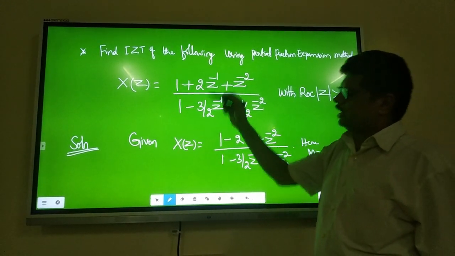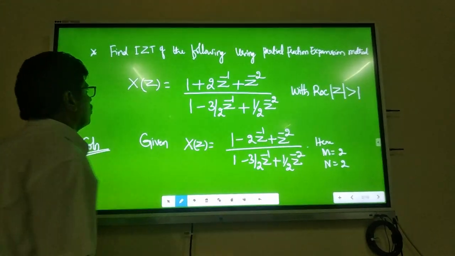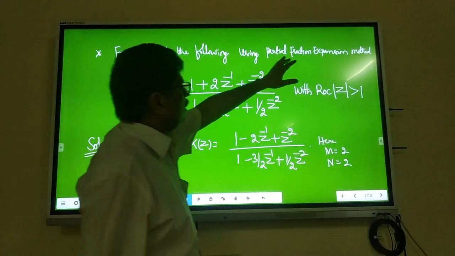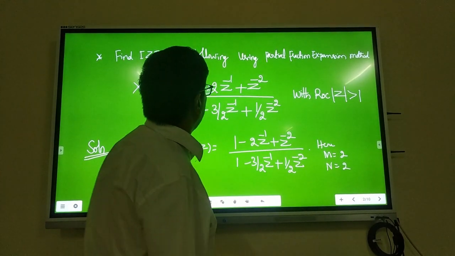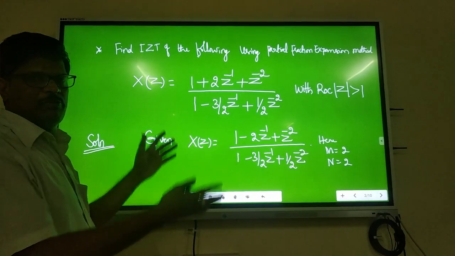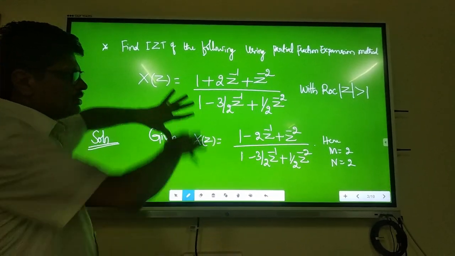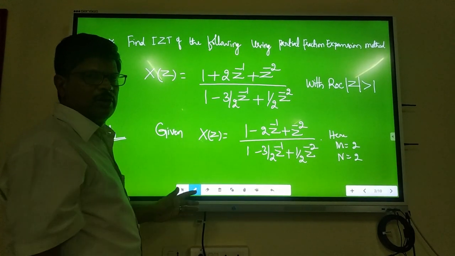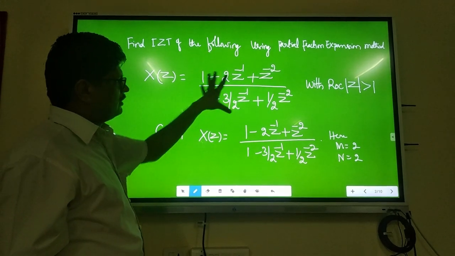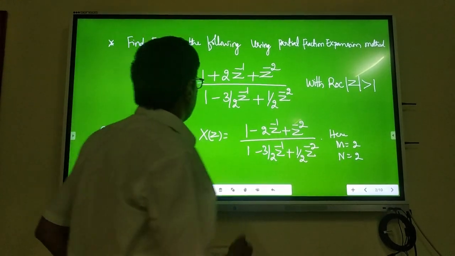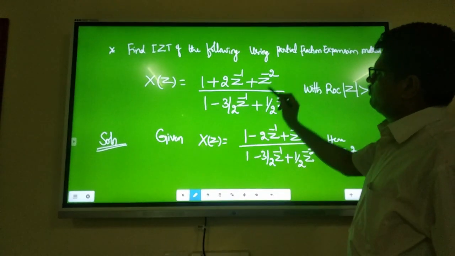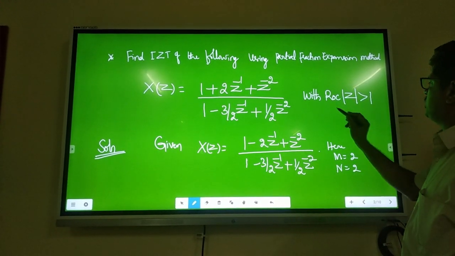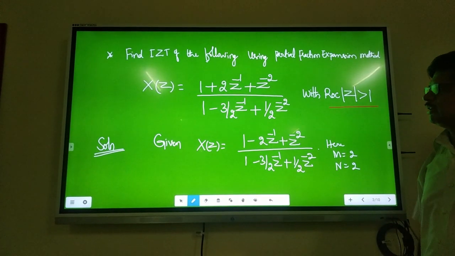Right? Now, for example, let me discuss getting back the original signal from this Z transform sequence. Find IZT of the following equation using the partial fractions expansion method. He is not telling us whether to use the long division method or the straight method. We have to look at these complex X of Z equations and decide which form to use, by analyzing this. He is not going to tell you. Now see, here: 1 plus 2 Z inverse plus Z power minus 2, over 1 minus 3 by 2 Z inverse plus 1 by 2 Z power minus 2, with ROC mod Z greater than 1 given.